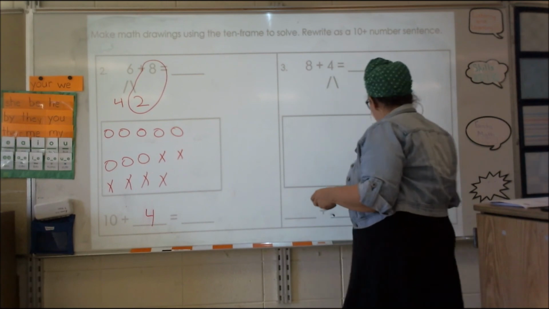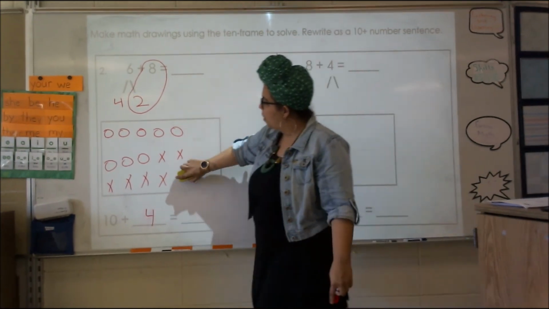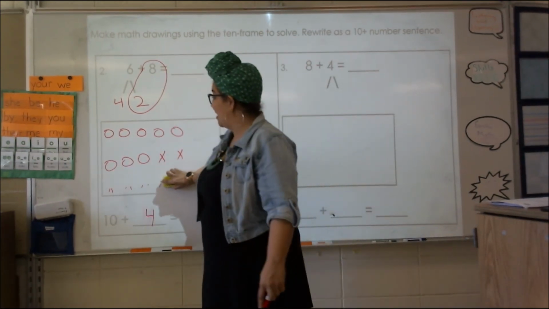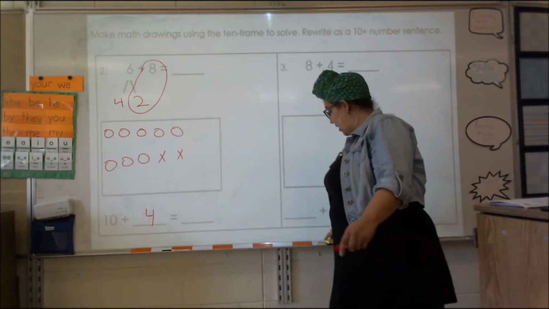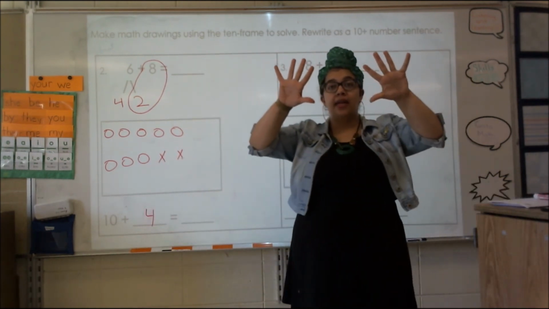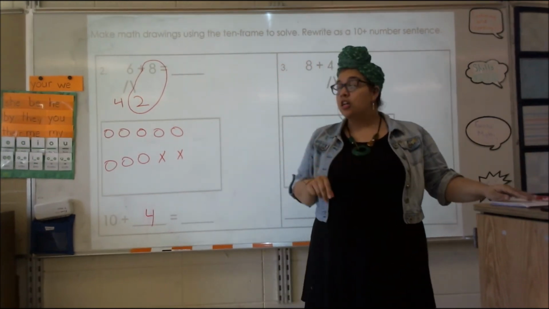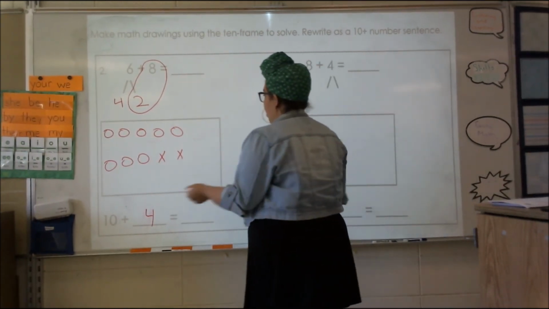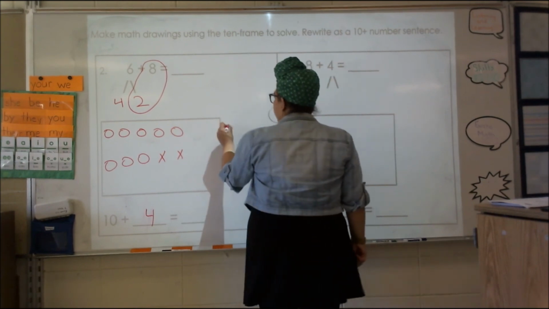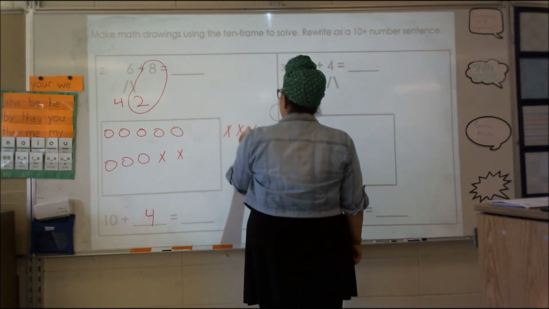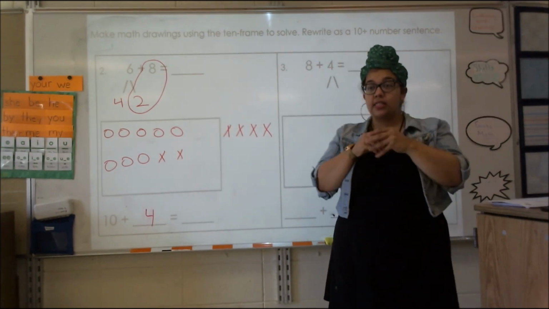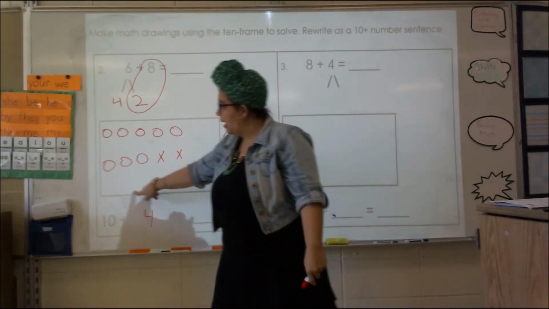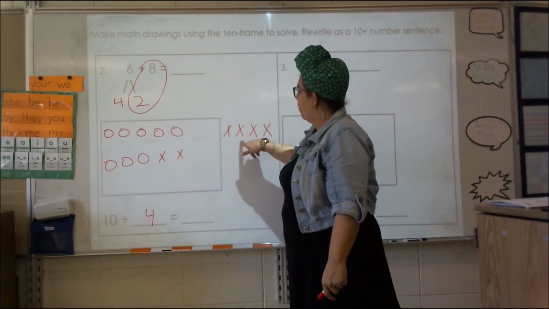No, it's not. Because even though I wrote small enough that these X's can technically be drawn here, this is a 10 frame. And a 10 frame only holds how many? 10. So we need to put those other 4 out of the box. So 1, 2, 3, 4. So that we can visually see this group of 10 and 4.